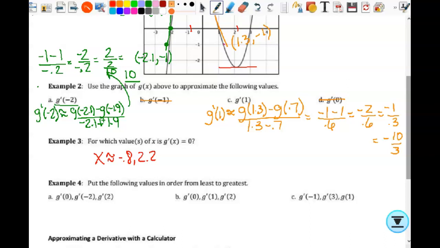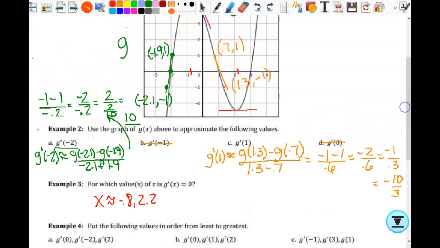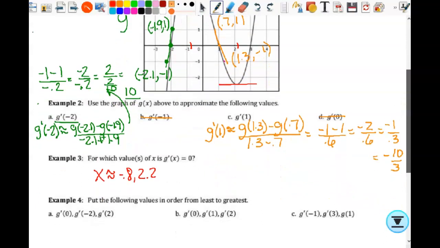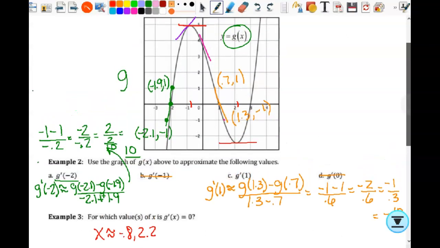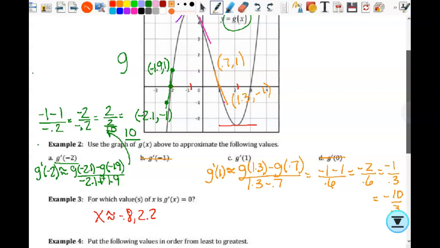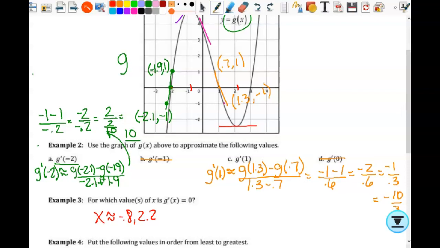Okay. Now this is asking me to put them in order from least to greatest, so you're going to look at your graph. G prime of 0 would be this pink one. G prime of negative 2 is the green one. G prime of 2 would be really close to this one. So we want it from least to greatest. This is really close to 0, this is a big positive number, and this is a big negative number, without even knowing what they are.